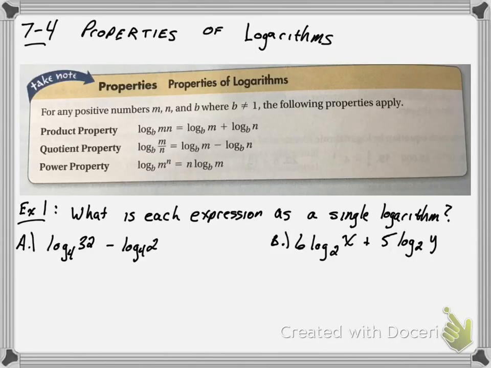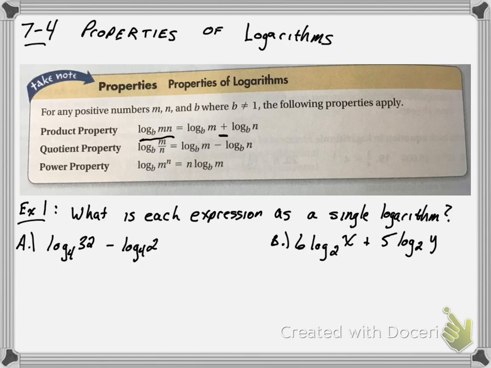7.4 is about properties of logarithms. Like everything in math, everything has properties. What's kind of nice about logarithms is that they follow the same type of properties that exponents have. So when you multiply like bases, you add your exponents. So addition and multiplication are paired, just like in exponents.